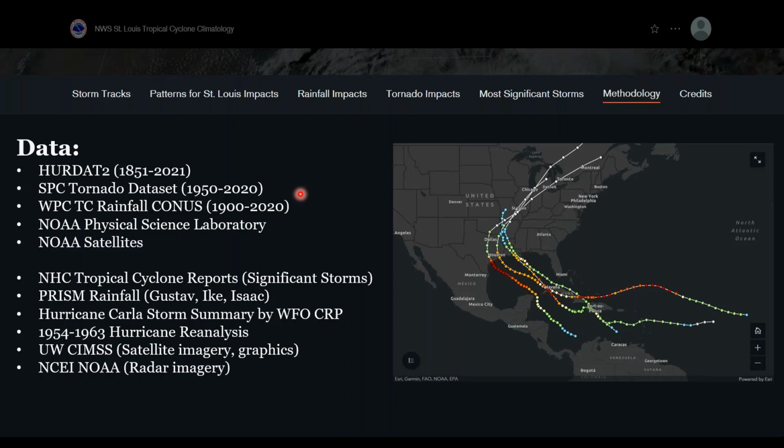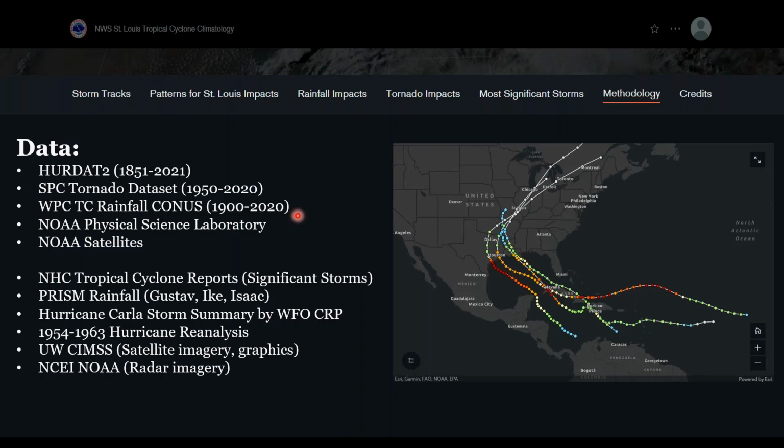Other things that we were using were the WPC TC rainfall for the continental United States, which is all the rainfall gauge data from 1900 to 2020. Again, it was maintained by David Roth. I believe he's actually working on the 2021 data now, but fortunately for us, we won't have to update that given the fact that we didn't have any TC cases in 2021.